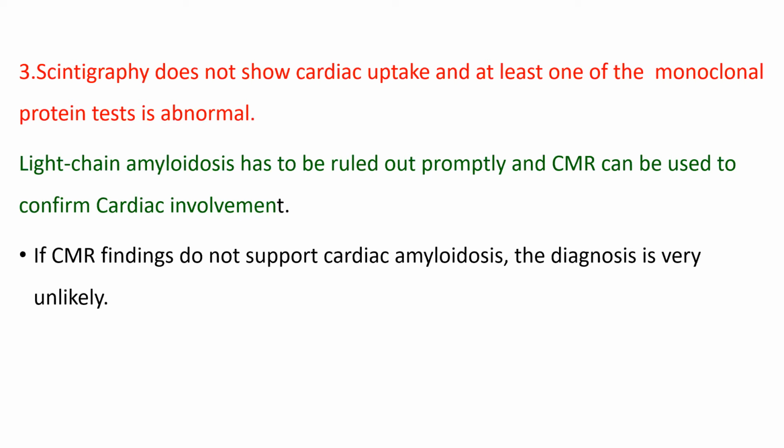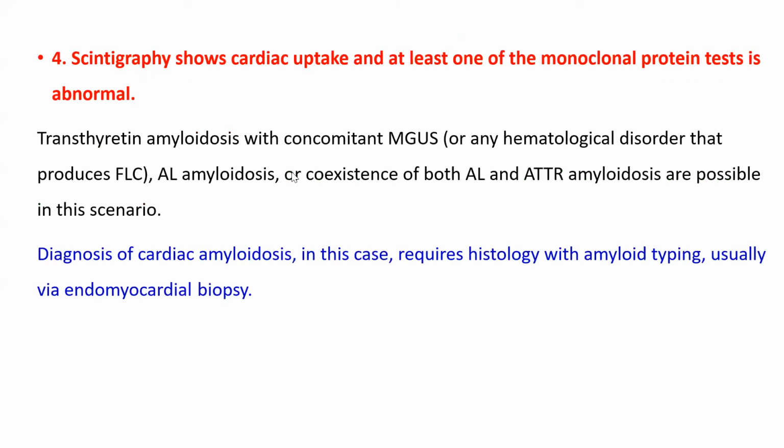Third one is scintigraphy doesn't show cardiac uptake, and at least one of the monoclonal protein tests is abnormal. Light chain amyloidosis has to be ruled out promptly, and CMR can be used to confirm the diagnosis of cardiac involvement.